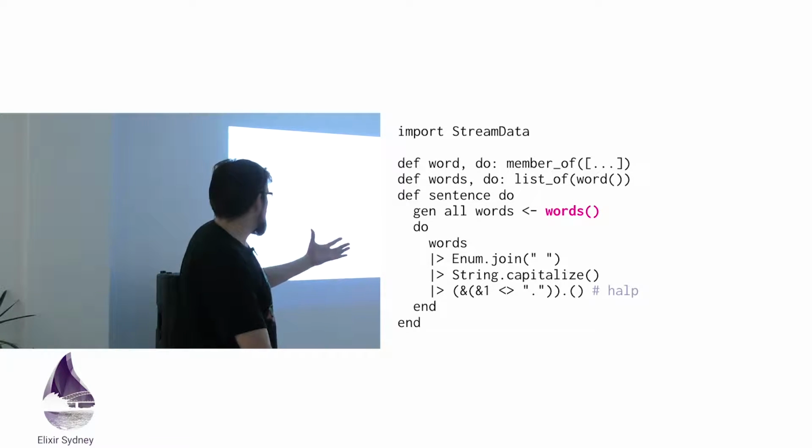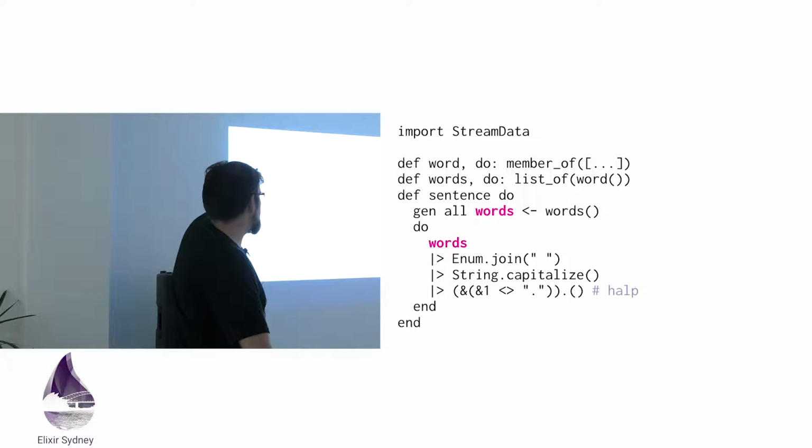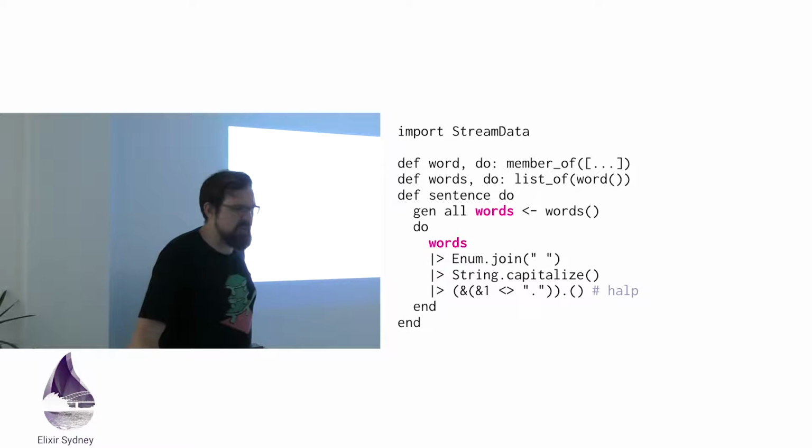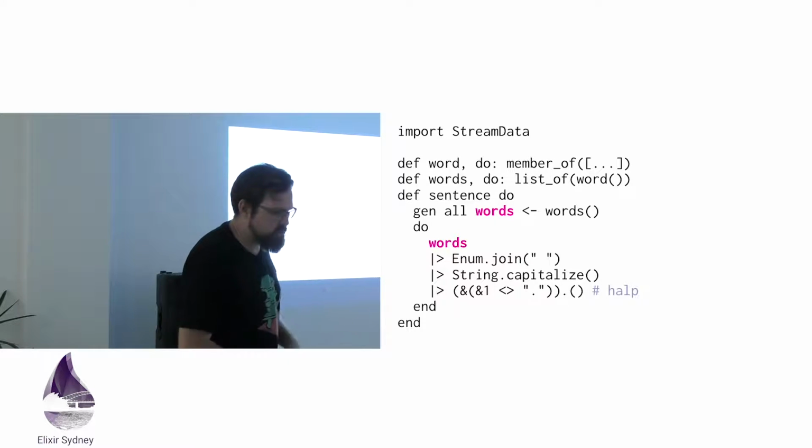So if we've got the words generator, and then we're going to have it available as just the words variable inside this. And we're going to do some stuff to it. We're going to join the words together with a space. We're going to capitalize the entire sentence. We're going to add a full stop on the end.